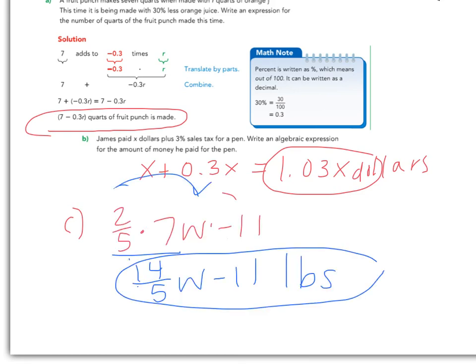Okay, so 7 watermelons each weigh W pounds. So 7 times W is 7 times the number of watermelons, which is W. Let's see. A basket can hold 11 pounds less, so minus 11, 2/5 the weight of the watermelons. So we do 2/5 times 7W minus 11. I then combine these, multiply these two, 2/5 times 7W, because I'm following order of operations, is 14/5 W. And then I just bring down the minus 11 because they're not like terms. So you get 14/5 W minus 11. Okay, see you tomorrow.